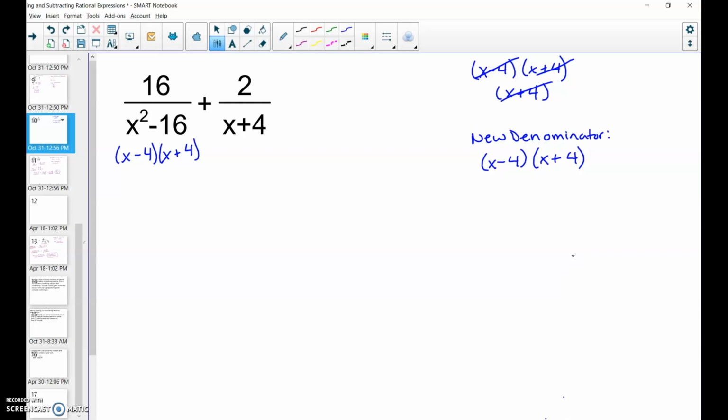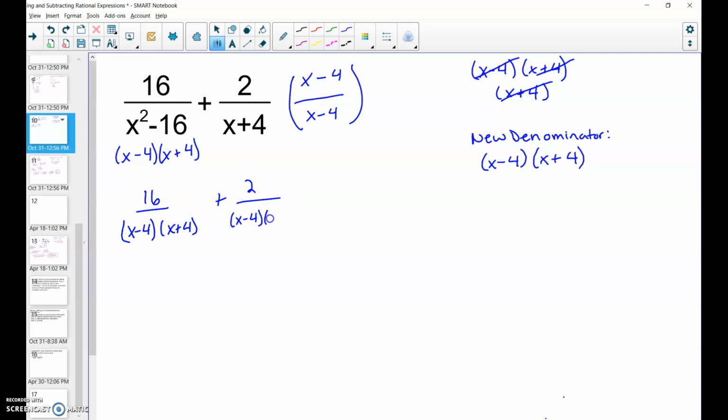So for my first fraction, I don't need to do anything to change that. My second fraction, I do need to multiply it by x minus 4. Okay, these types of problems are a little bit different than the other ones. So now let's just rewrite this. 16 over x minus 4, x plus 4, plus 2 over, I'm going to write it in the same order, x minus 4, x plus 4. And I forgot that my top needs to be multiplied by x minus 4.